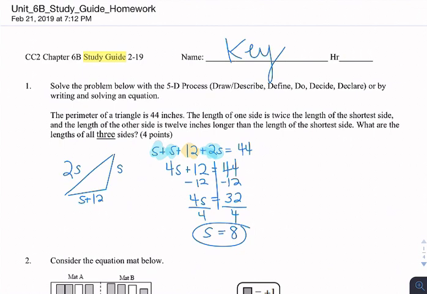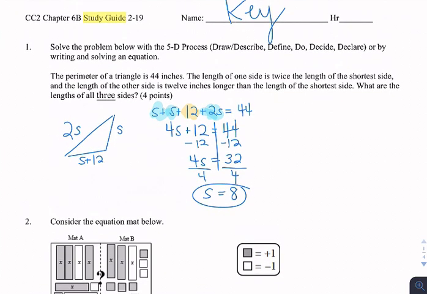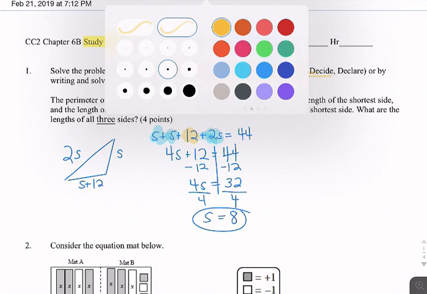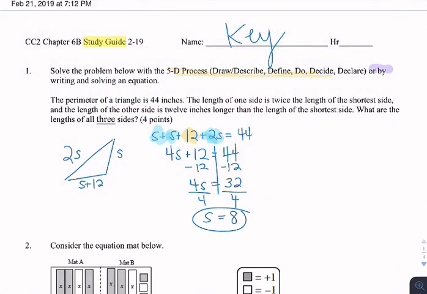This is the Unit 6B Study Guide answer key. And we're going to start by looking at this first one. You can either solve with the 5D process, or you can solve by writing and solving an equation. And in this case, I chose to write and solve an equation.